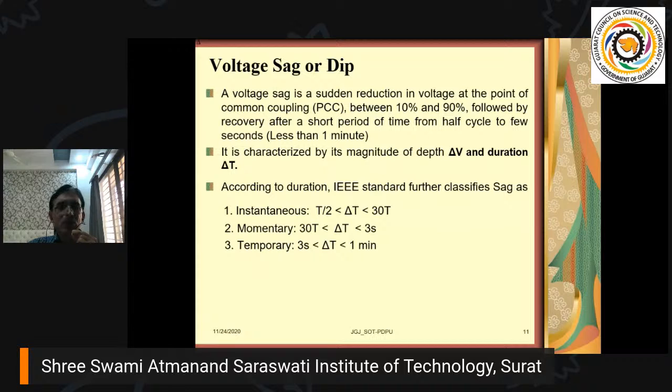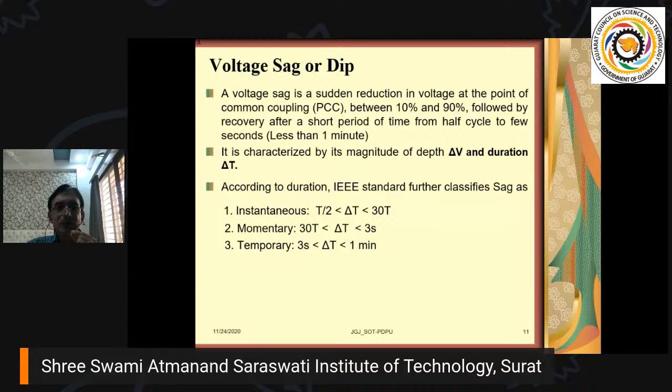So according to the IEEE standards, the sag or dip can be further classified as instantaneous sag, momentary sag, and temporary sag. And the sag is always characterized or defined by its magnitude, delta V, and its duration, delta T.